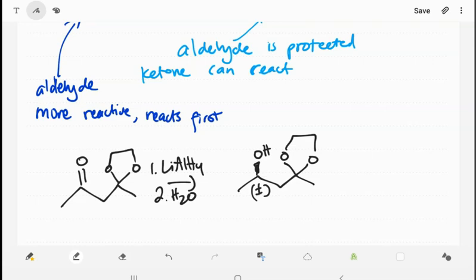It'll attack your ketone. This is basic because you have H minus. H minus is more of a base. We're not using any acidic conditions here. So our acetal is safe. Guess I should indicate that it's an acetal, right? And then we can go ahead and give it some acid, and now we are back in business with our aldehyde to do whatever.